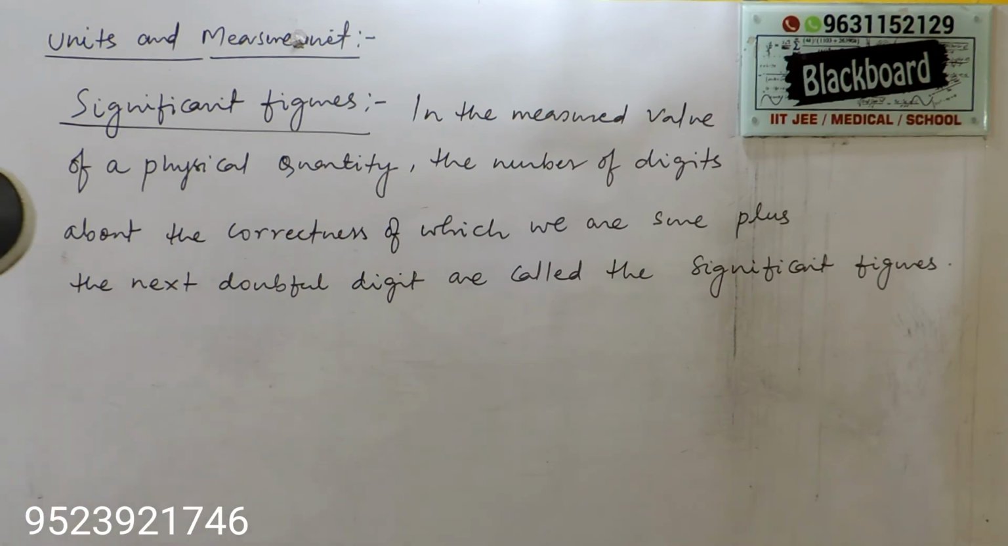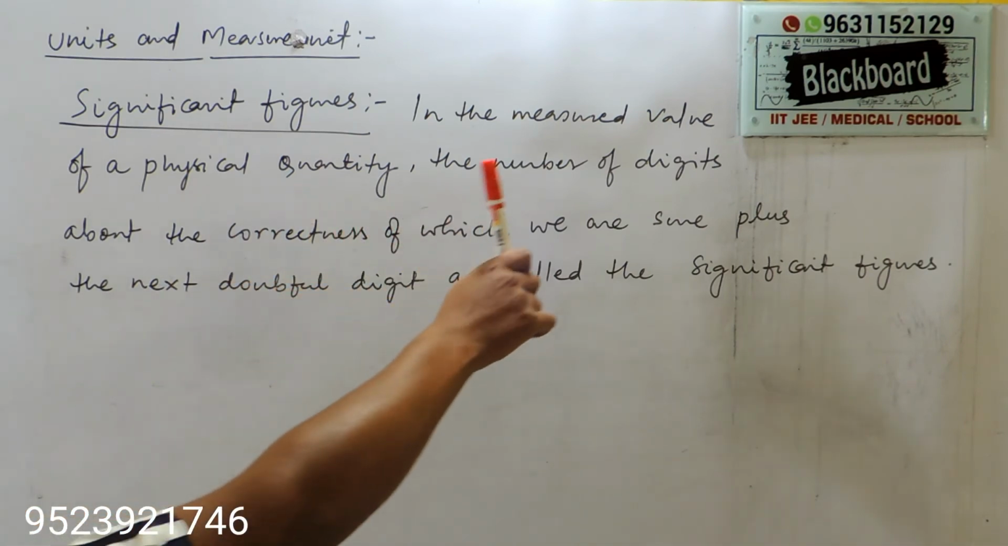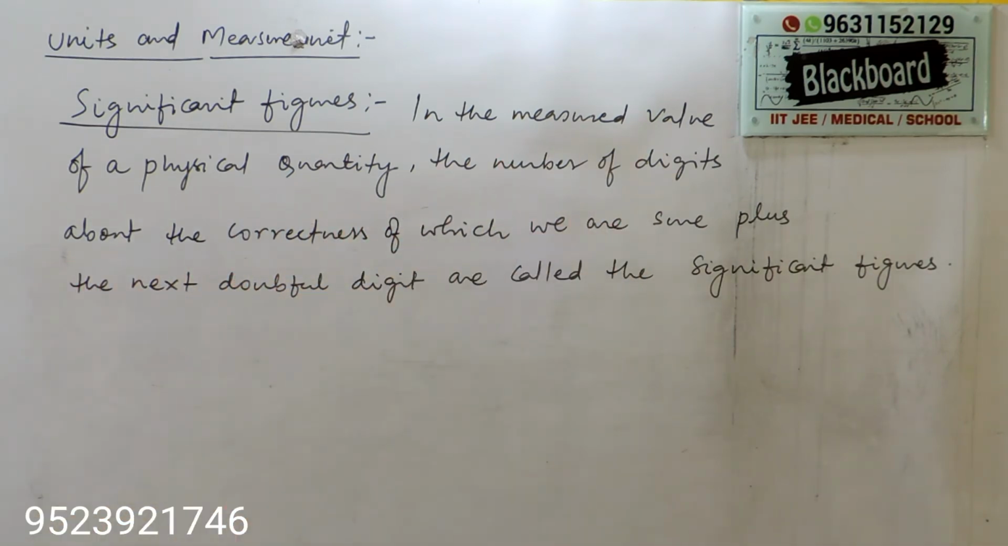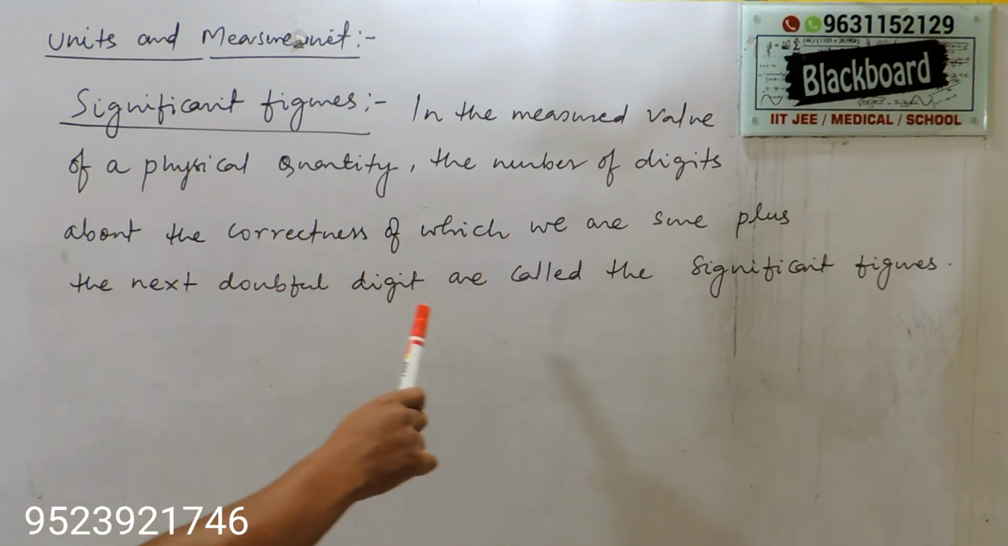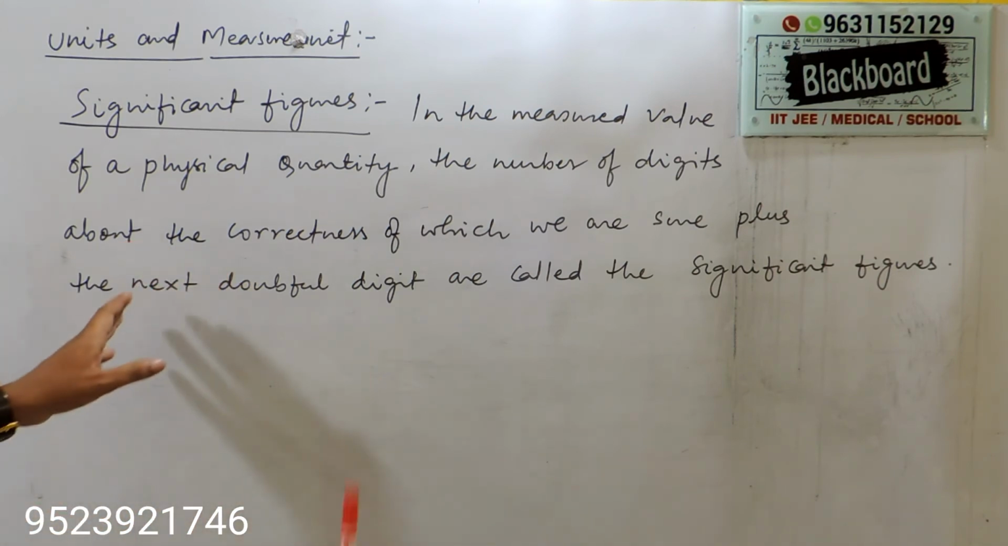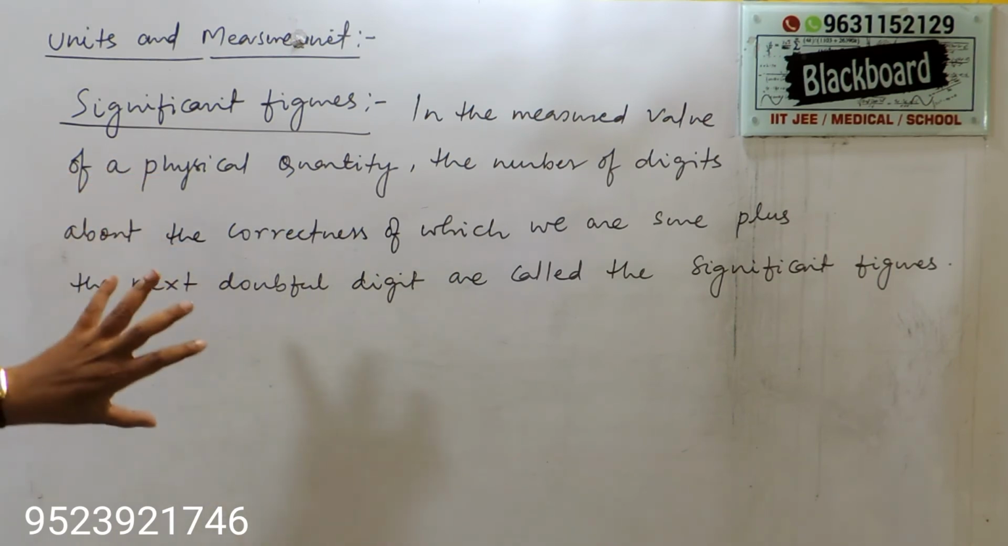Now, significant figures. In the measured value of a physical quantity, the number of digits about the correctness of which we are sure, plus the next doubtful digit, are called the significant figures. In addition and subtraction, decimal places in the result will correspond to the lowest number of decimal places in any of the numbers involved. In multiplication or division, the number of significant figures in the product or the quotient will correspond to the smallest number of significant figures in any of the numbers involved.